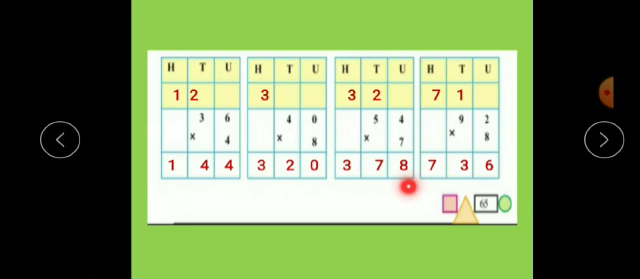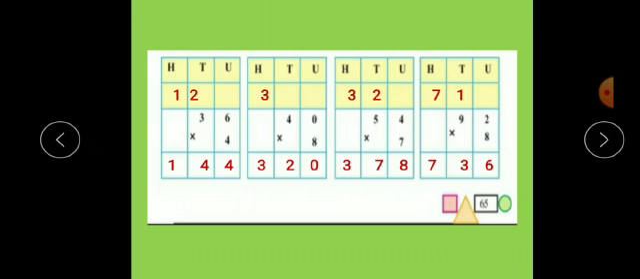So the answer is 378. Similarly the last example is 92 multiplied by 8. 8 twos are 16. 6 here, 1 is carrying over to the next place. Then 8 nines are 72. 72 plus 1 is 73. So 3 here, 7 is carrying over to the next place. And now write this 7 here. Answer is 736. Children, you have to solve these examples in the textbook only. Complete the maths textbook page numbers 64 and 65.